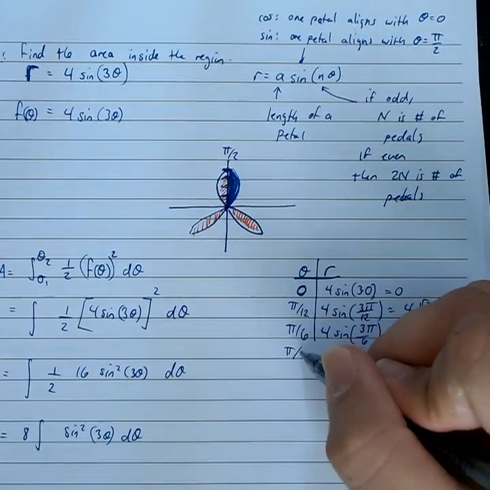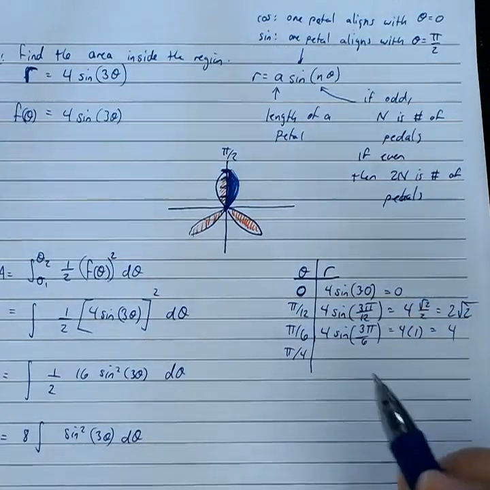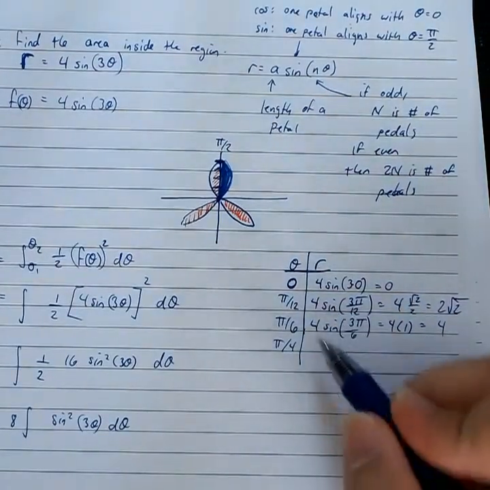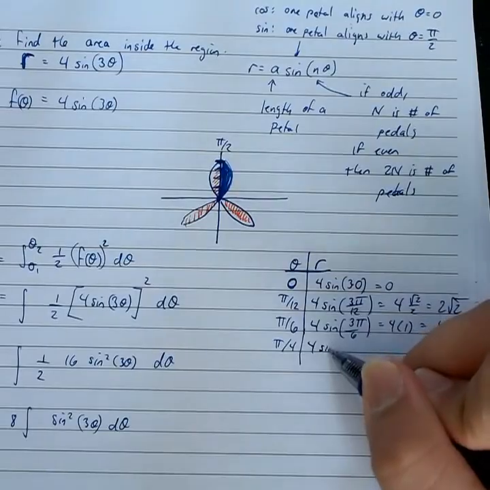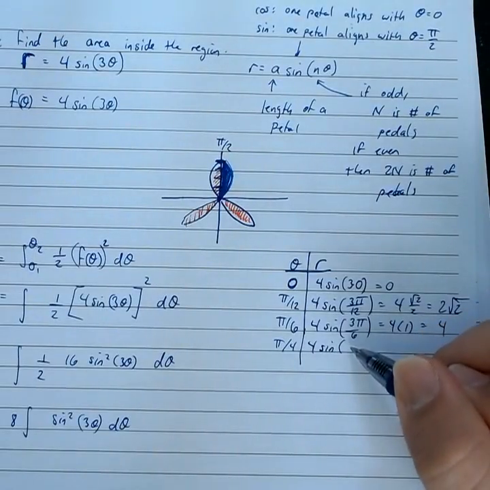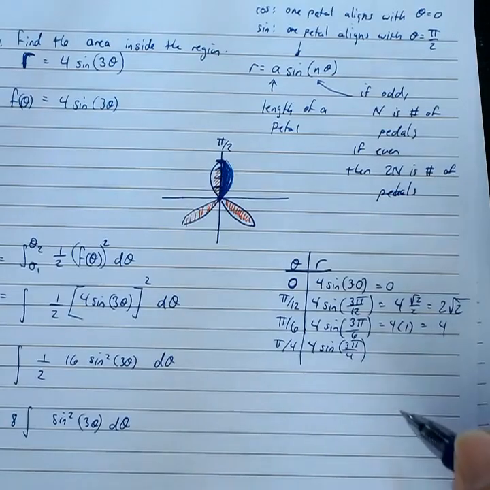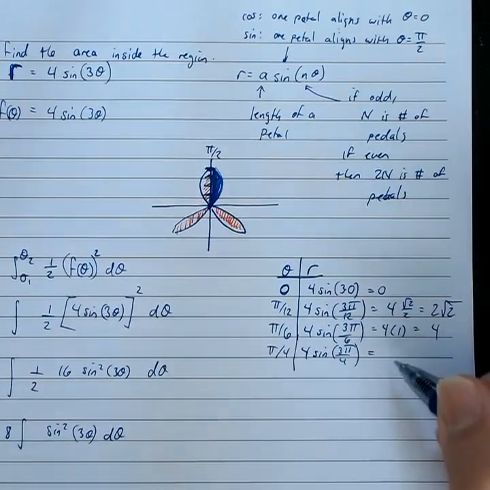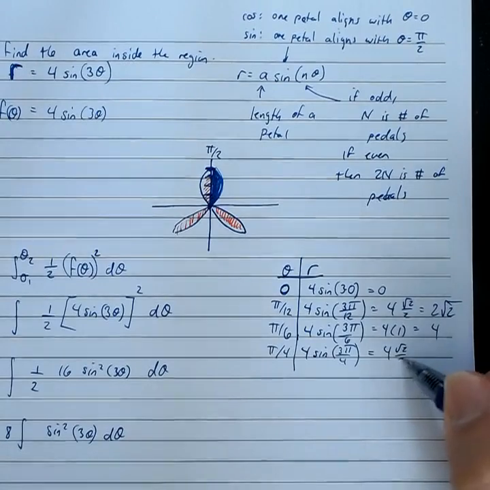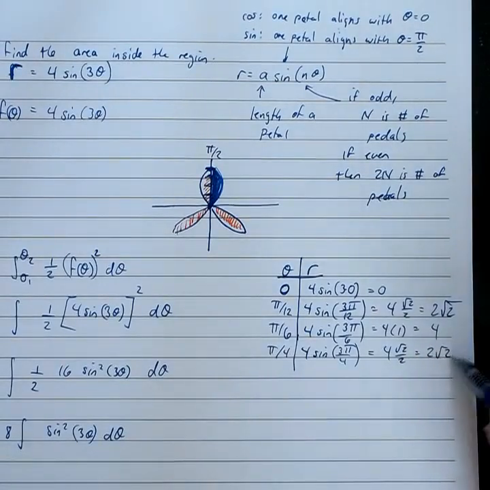Yeah, that should be fine. Let's do pi over 4. And again, I'm just checking to make sure that's an angle that I know how to work with when I triple it. That's going to be 4 times the sine of 3 pi over 4. And I know the sine of 3 pi over 4, that's root 2 over 2. So that'll be 4 times root 2 over 2, which is 2 root 2.